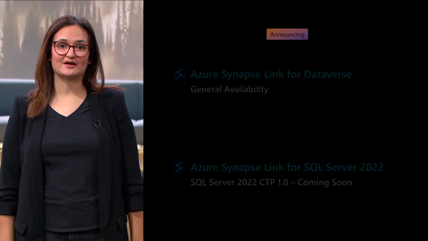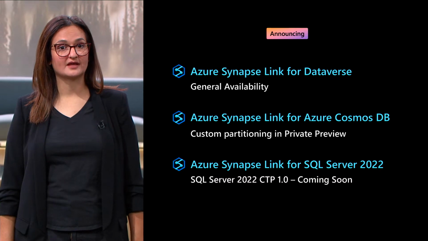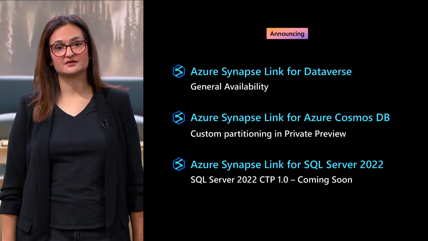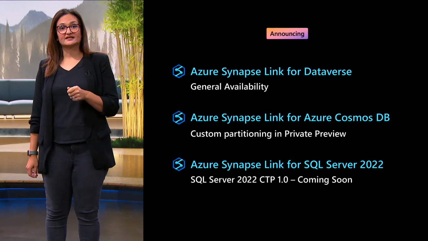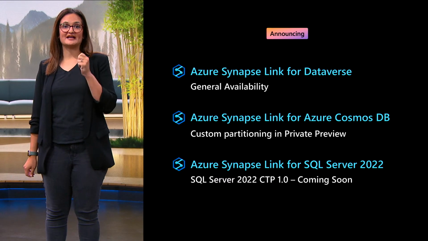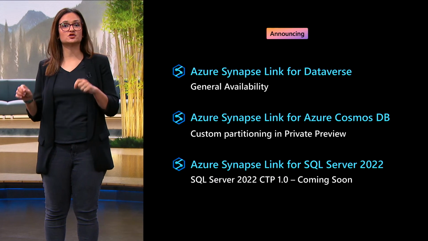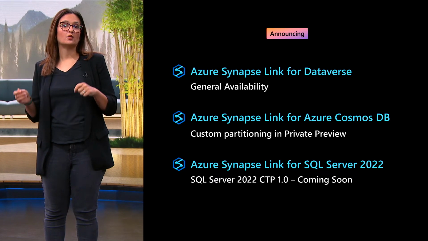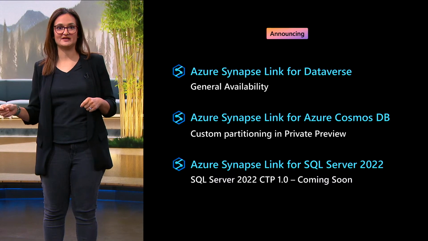We previously announced the public preview of Synapse Link for Dataverse at Build earlier this year. And today, I'm pleased to announce that this feature is now generally available for customers. With a few clicks, customers can integrate their data from Dynamics 365 business applications into Synapse to analyze and join with other datasets. We've also enhanced the functionality of Synapse Link for Cosmos DB.